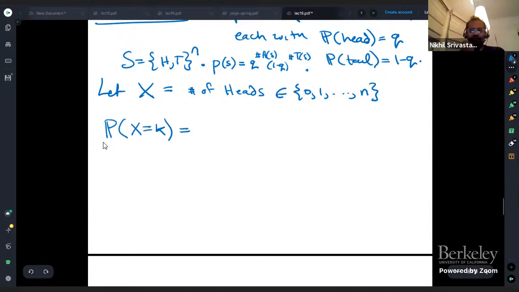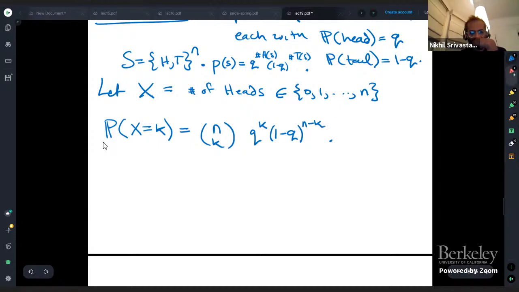Well, this is now a counting problem. So how many bit strings are there with exactly k heads? Well, n choose k. And once you choose the positions of the heads, the probability of that particular outcome is going to be q to the number of heads times 1 minus q to the number of tails, which is n minus k.